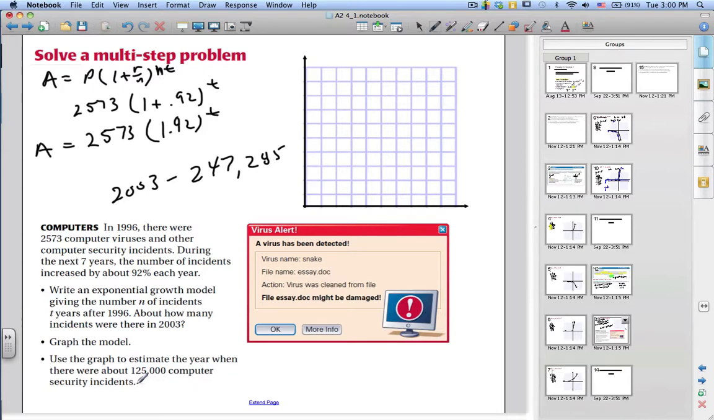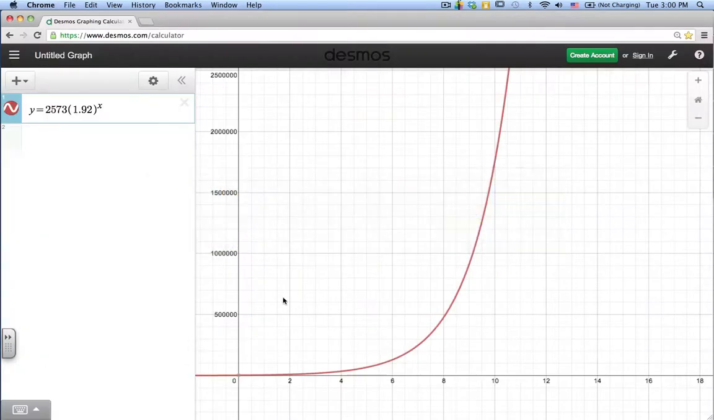Okay? Use the graph to estimate the year when there were about 125,000 computer security incidents. So you can see that's going to be before 2003, right? We had 2,500 here. We have 250,000 here. 125,000 is in between those two. So let's take a look and try to find out where does that happen. So I'm looking for 125,000. I'm a little past it.